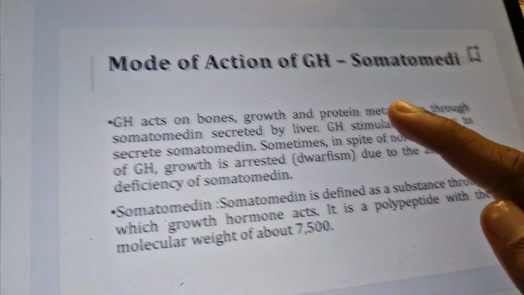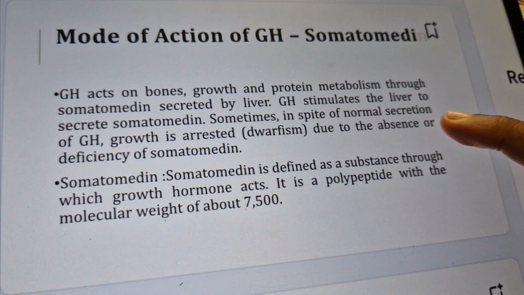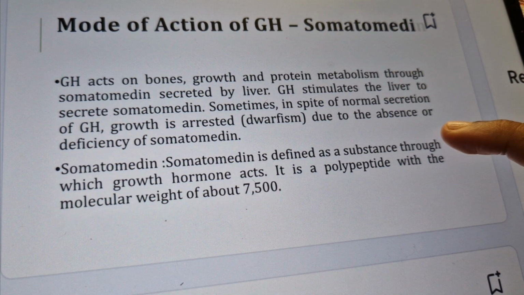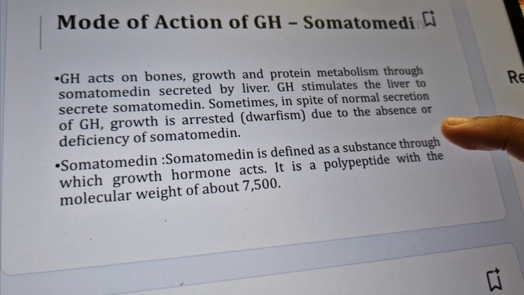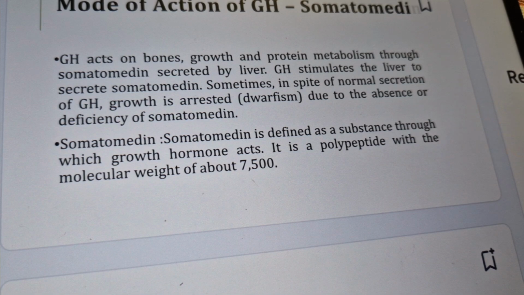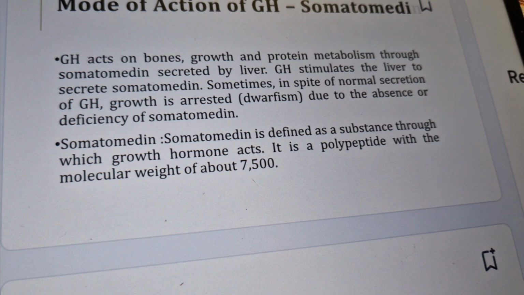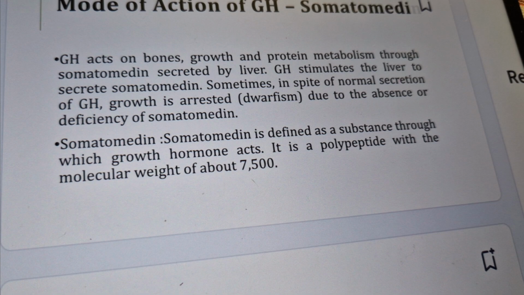Now the mode of action of growth hormone, or somatomedin. Growth hormone acts on bones and helps in growth and protein metabolism through somatomedin secreted by the liver. The liver secretes the somatomedin hormone, which helps in the growth of bones, and growth hormone also stimulates the liver to secrete somatomedin. Sometimes, in spite of the normal secretion of growth hormone, growth is arrested. That condition is known as dwarfism, due to the absence or deficiency of somatomedin, which should be secreted from the liver.